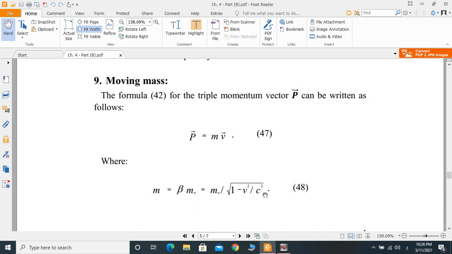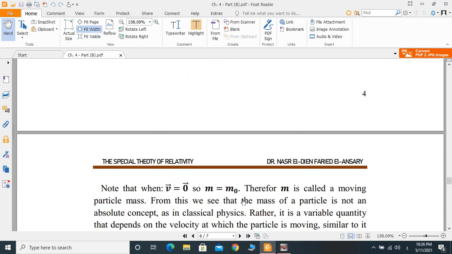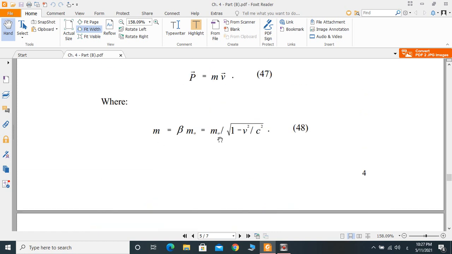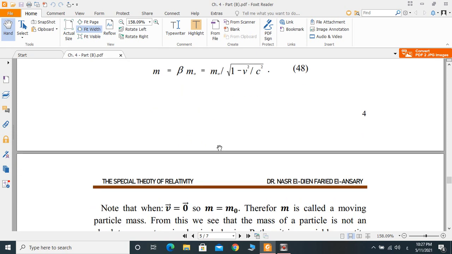From this formula we get, if V equals 0 in 48, or when V equals 0, then m equals m naught. When V equals 0, m equals m naught. M naught in this case is the rest mass.